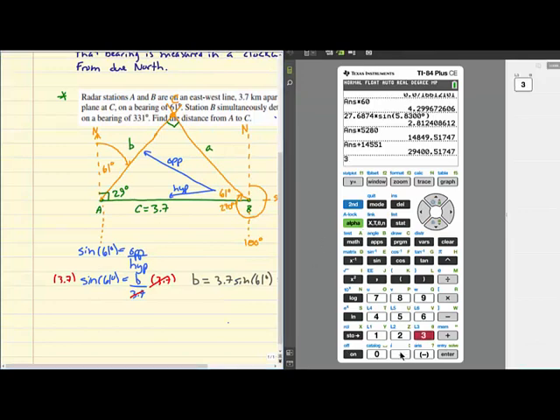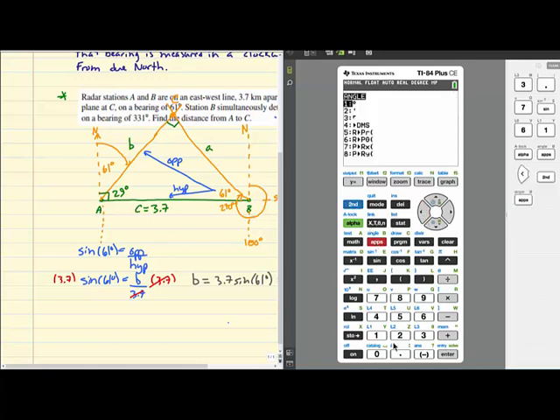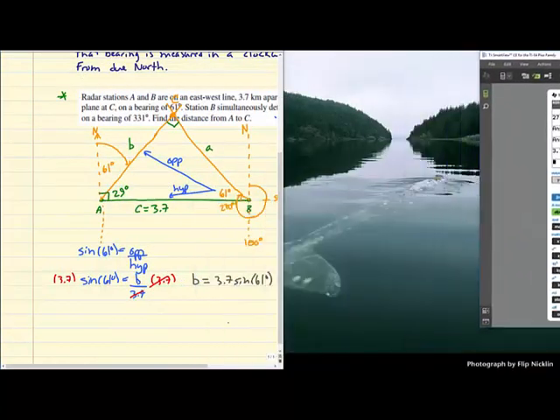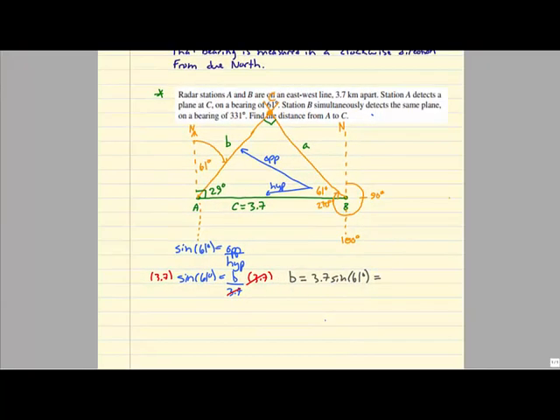And so I'm going to have 3.7 sine 61 degrees. And I don't have to put the degree in because I'm in degree mode. I should always double check that, but I'm going to put the degree in just so I remember that I'm in degree mode. So I get 3.2360929, etc. kilometers. And then in MyMathLab, it'll ask you to round that to, let's say, tenths, hundredths, or thousandths. I'm just going to leave it like this.